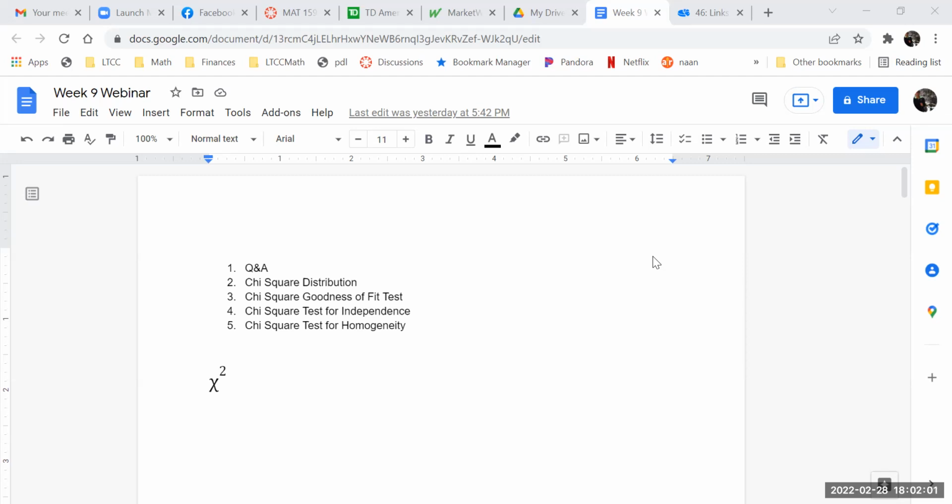Then you'll notice all the rest of the things we're doing today have something in common. What do they have in common? Yeah, chi-square. Okay, so this is really all about the chi-square distribution and what you can do with it. So I'll start out a little bit with the chi-square distribution, and then we're going to use it to conduct some hypothesis tests.